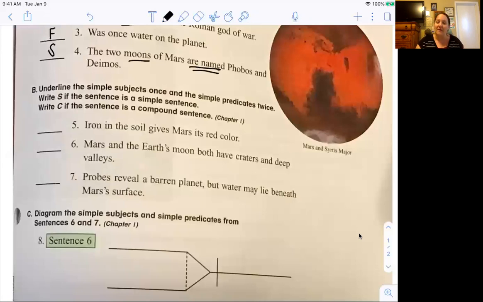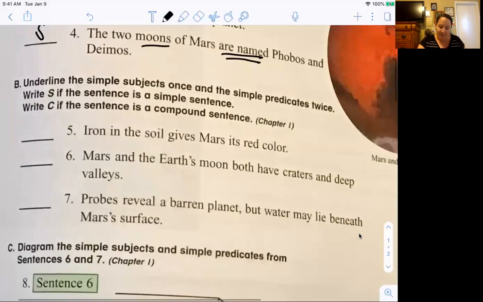So let's look at 5. Iron in the soil gives Mars its red color. So we're going to underline our simple subject once. But first thing, what should we do? Always, always, always in these sentences. Prepositional phrases. So let's put parentheses around the prepositional phrase in number 5. Did you find it? In the soil. Parentheses. So we know that soil cannot be our subject.